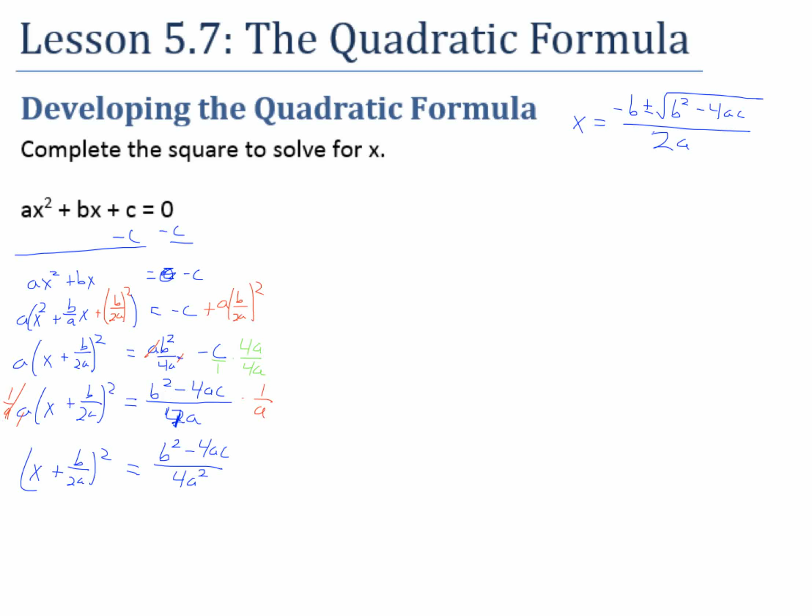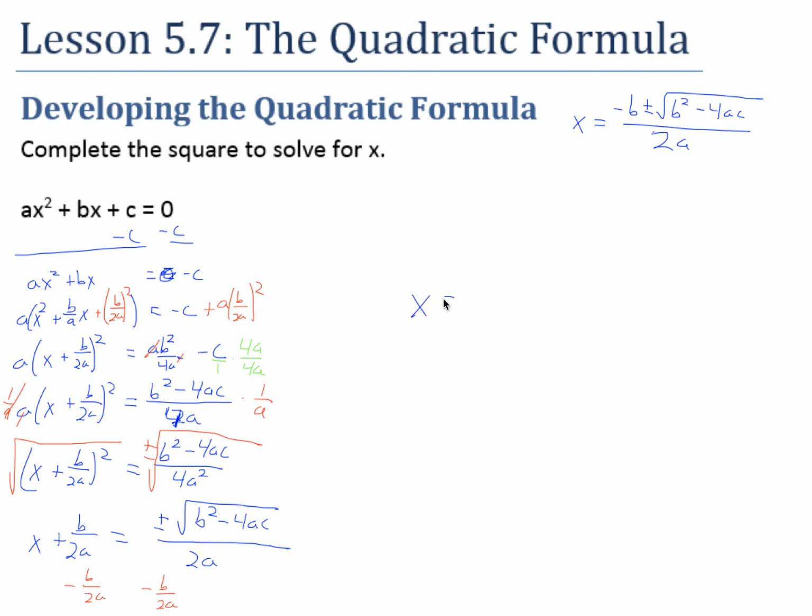To solve this, we need to take the square root of both sides. When we take the square root of both sides, we make sure we put plus or minus. Over here, the square root cancels with the squared, so we have x plus b over 2a equals, and this is interesting, we actually have a perfect square on the bottom, so we can write this as plus or minus the square root of the top, which is b squared minus 4ac, over the square root of the bottom. Well, the square root of 4 is 2, and the square root of a squared is a. And then the last thing we have to do is subtract b over 2a from both sides. And we have the quadratic formula.